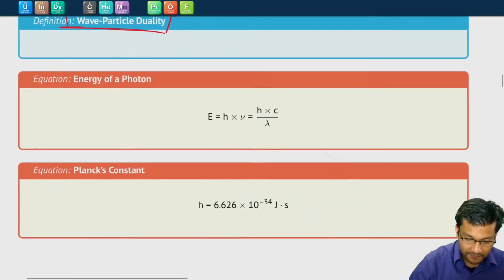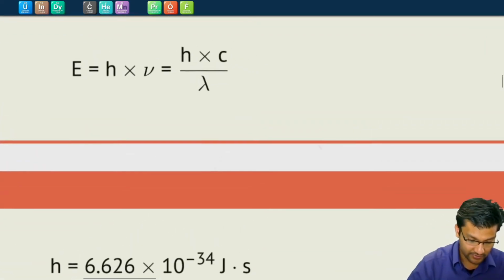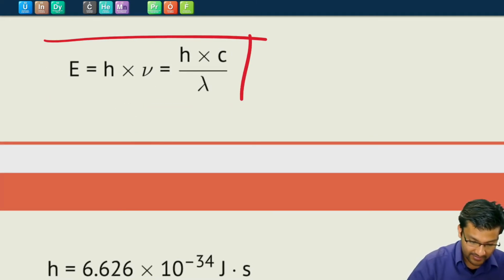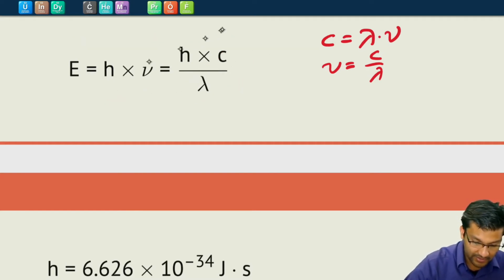Okay, so if light is made up of these tiny little photons, we can actually calculate the energy of every one of these tiny photons using this equation right here. The energy of each of those photons is h times the frequency, this constant h times the frequency, or this constant h times the speed of light divided by the wavelength. Because we know that the speed of light is the wavelength times the frequency, then the frequency is equal to the speed over the wavelength. So this here is just the frequency. So it's h multiplied by the frequency.